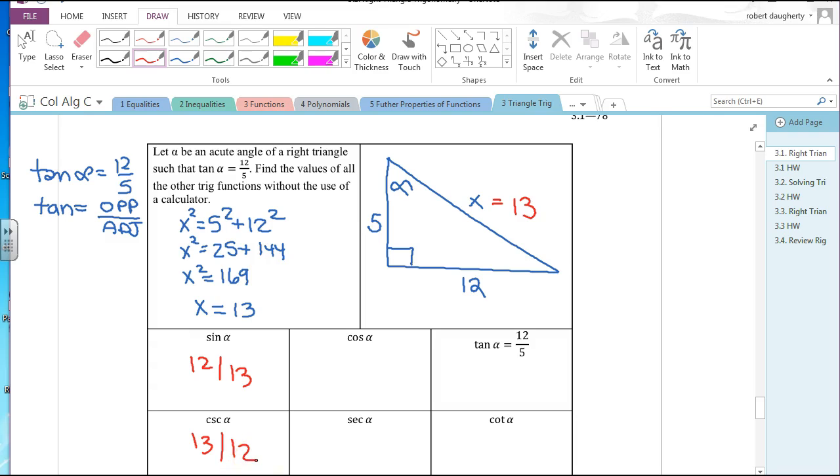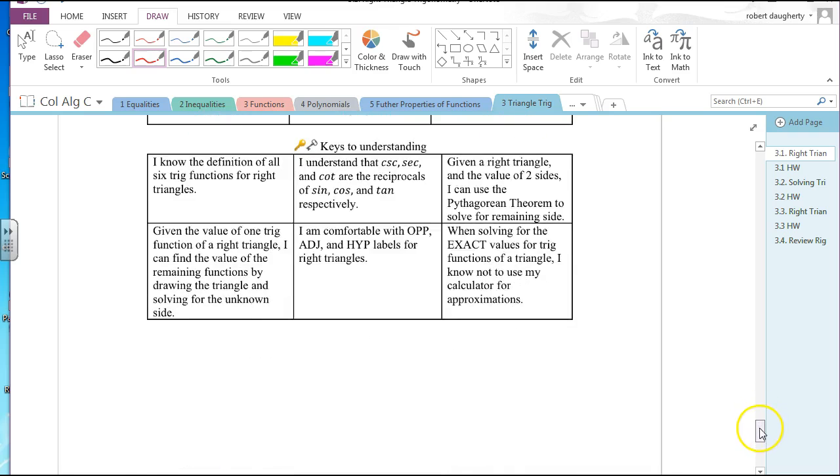The definition of cosine. Cosine is what? Adjacent over hypotenuse. What's the value of the cosine here? 5 over 13. The secant is the reciprocal. So what's the value of the secant? Yeah, 13 over 5. We know the tangent is 12/5. What's the cotangent? 5/12. Pretty straightforward, but you just need to be solid in the six functions. 3 of them you need to know, and the other 3 are reciprocals, and that will help you.